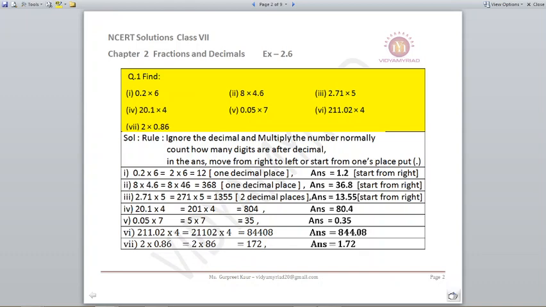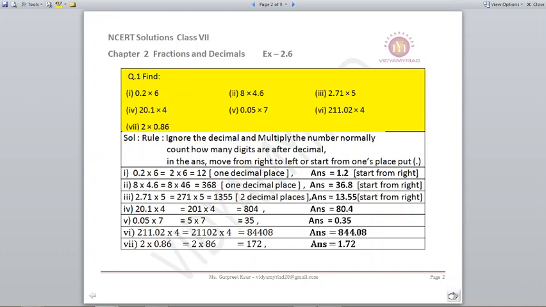Sixth part, 211.02 multiplied by 4. So remove the decimal, multiply it, you will get 84408. How many places were there? 2 places. So start from your right, 8, second place 0, put a decimal and write the remaining number. So your answer is 844.08. Last part, 2 multiplied by 0.86.